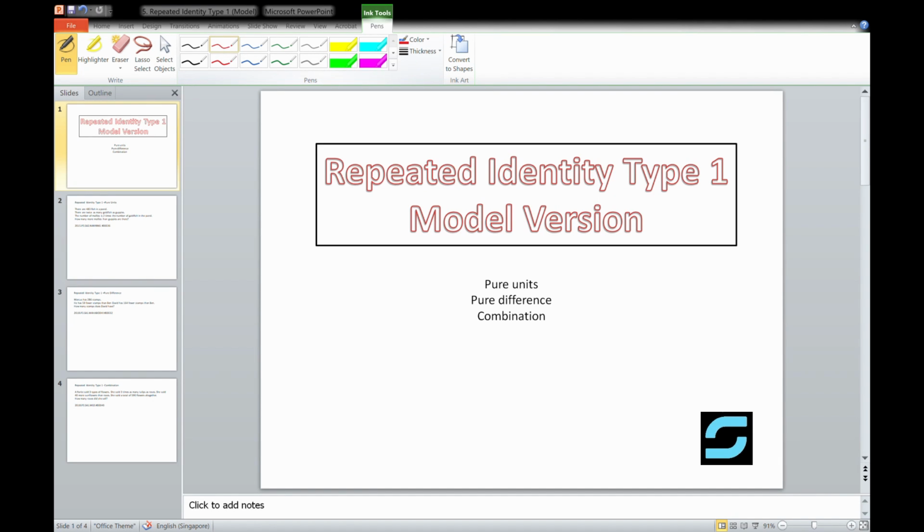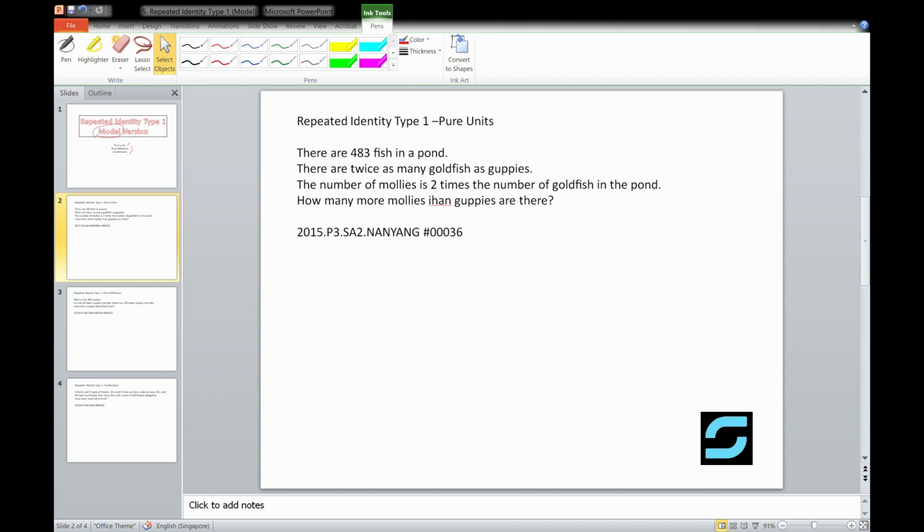Today we're going to cover repeater identity, the model version, and there are three main types you see: pure units, pure difference, and combination. So repeater identity is the idea where you have an individual, a variable that's being repeated twice in a question, and they are being compared against another variable.